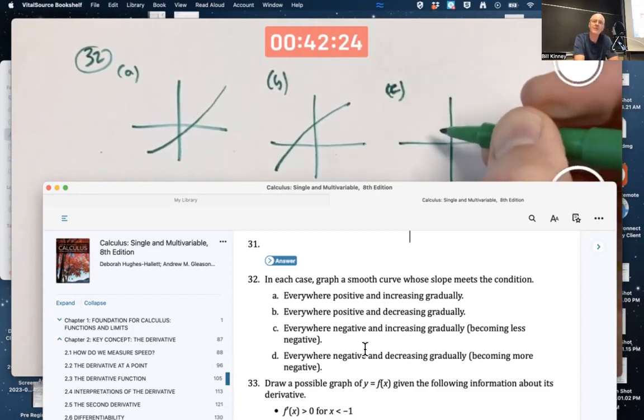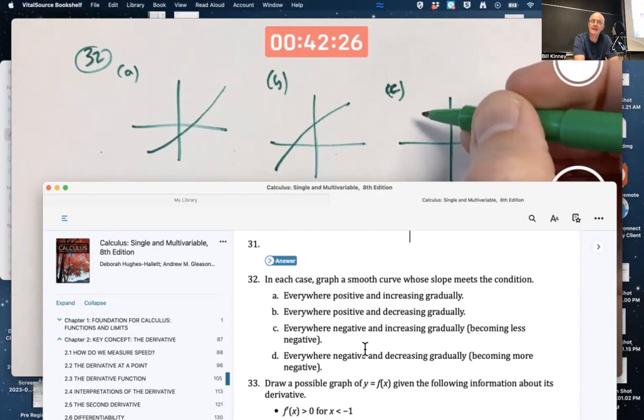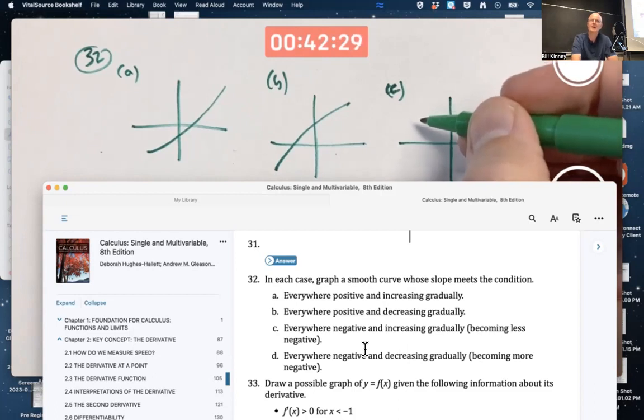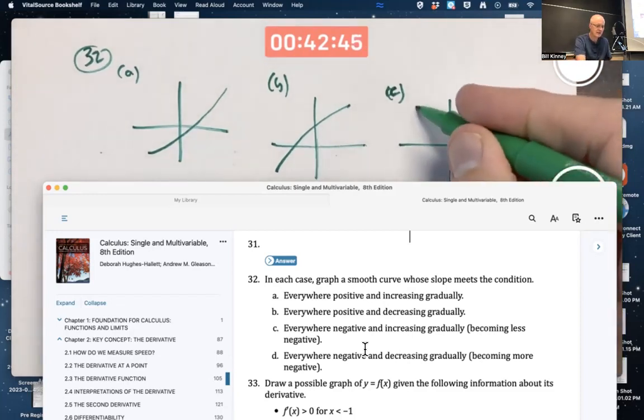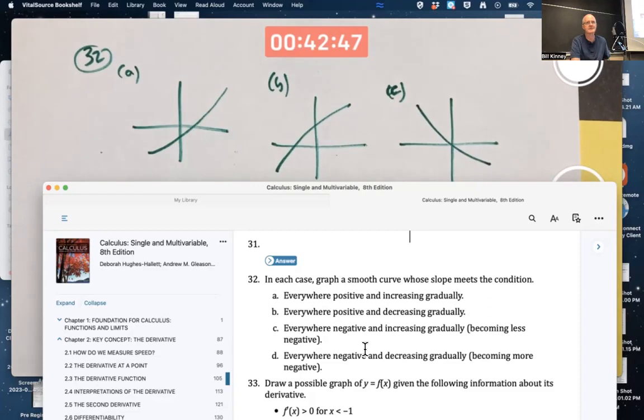So I want to draw a graph whose slope is always negative, but that slope is increasing, which means it's actually getting closer to 0, because on a number line, if you got a negative number that's increasing, it means it's moving to the right. Even if it stays negative, it increases as it moves towards 0. So it needs to be concave up as it decreases. I happen to draw it through the origin. It doesn't have to go through the origin.